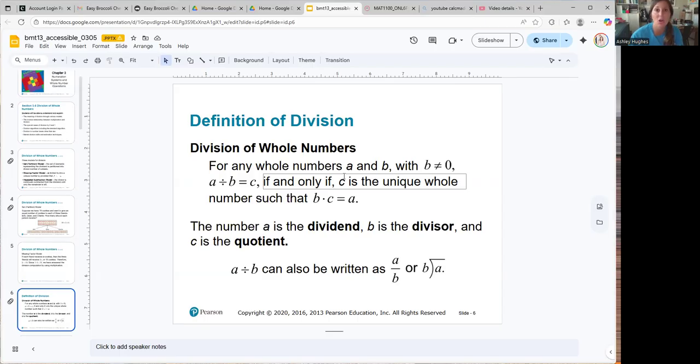So we've had that for all the operations: addition, subtraction, multiplication, and division. The number A is the dividend, B is the divisor, and C is the quotient. So it's good for students to know those terms. This guy is the dividend. This is the divisor. Whatever the answer you get on top, that is called the quotient.